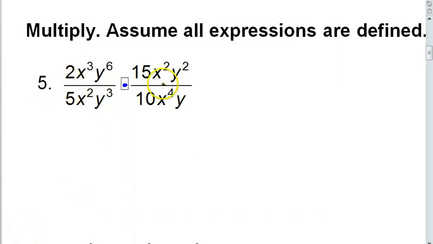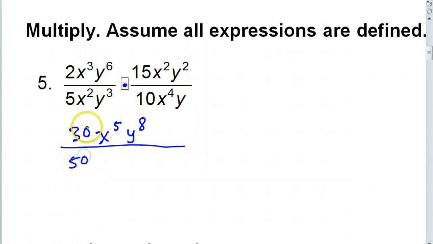When I'm multiplying on these, I like to just collect everything into one big fraction first and then deal with it. So, 2 times 15, that's 30. And then x to the 3rd power times x squared, that's x to the 5th power. Y to the 6th times y squared, that's y to the 8th power. 5 times 10, that's 50. And then x squared times x to the 4th power, that's x to the 6th power. Y to the 3rd times y, that's y to the 4th power. Now I'm going to simplify everything I can.